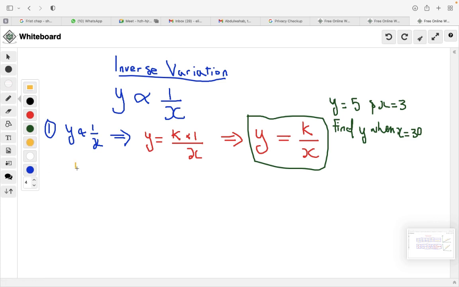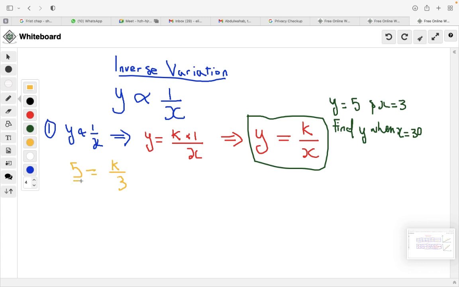So to find k, we say y is equal to k over x, and x is 3. Remember, the value of y is 5, so we erase y and put 5 in place of y. Okay?